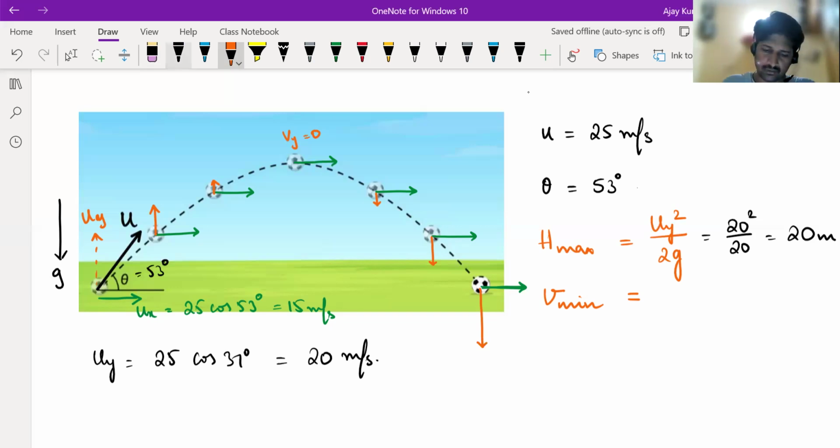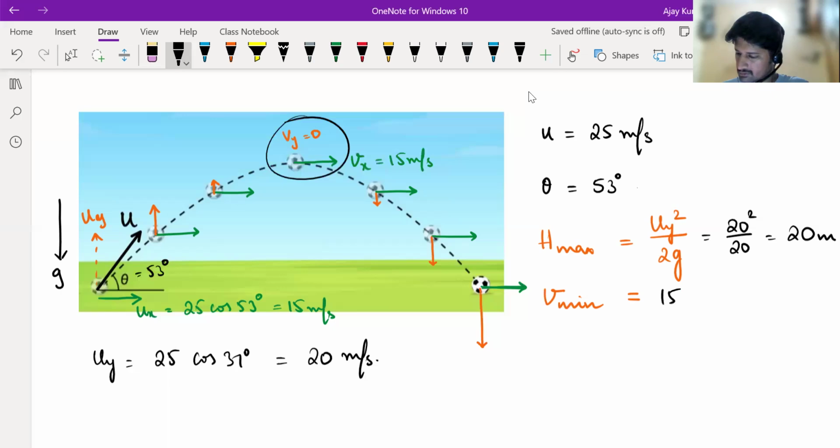So at Hmax, the speed is minimum. And at Hmax, the speed is the x component of velocity itself. And we know the x component is 15 meters per second. So that itself will be the minimum speed during flight. Hope this is clear to all of you. If you have any questions, you can ask.